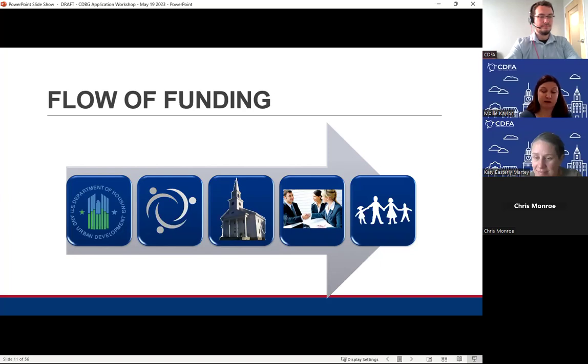Oftentimes, the municipality or county is working with an organization who is the one responsible for carrying out the project. We call that entity a subrecipient, and that's illustrated by the 4th photo. And then lastly, the project ultimately benefits low to moderate income individuals, who we call beneficiaries, or HUD calls beneficiaries. So you may hear that term.